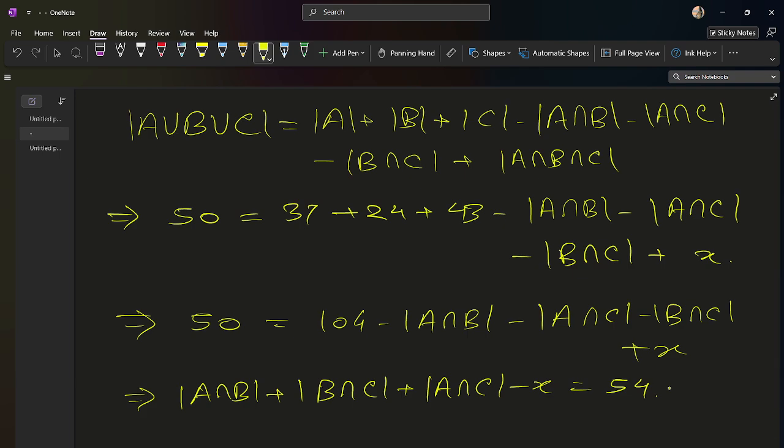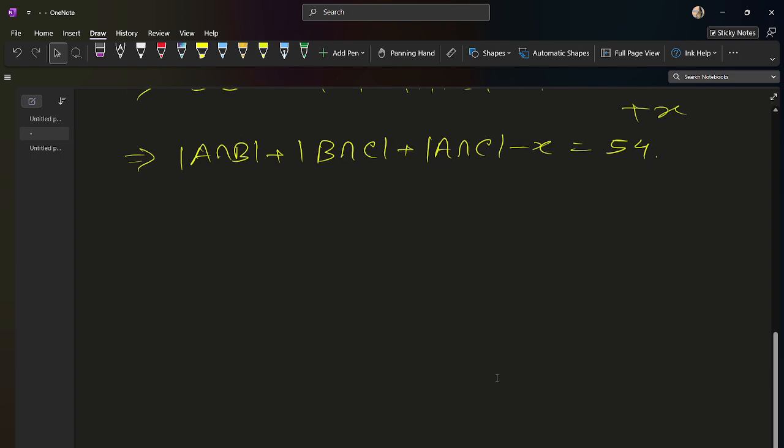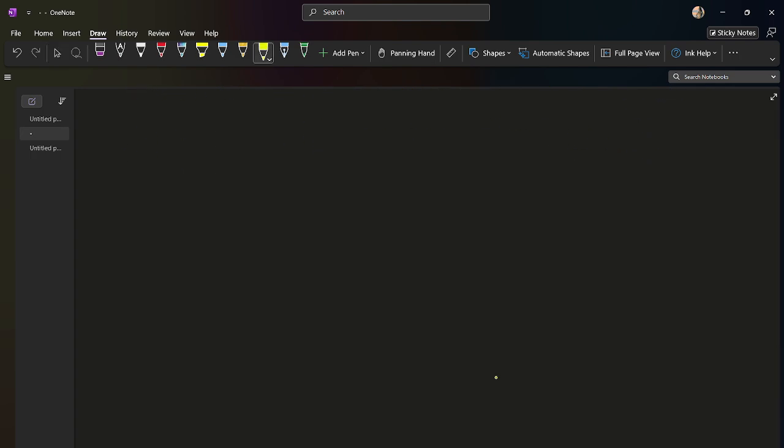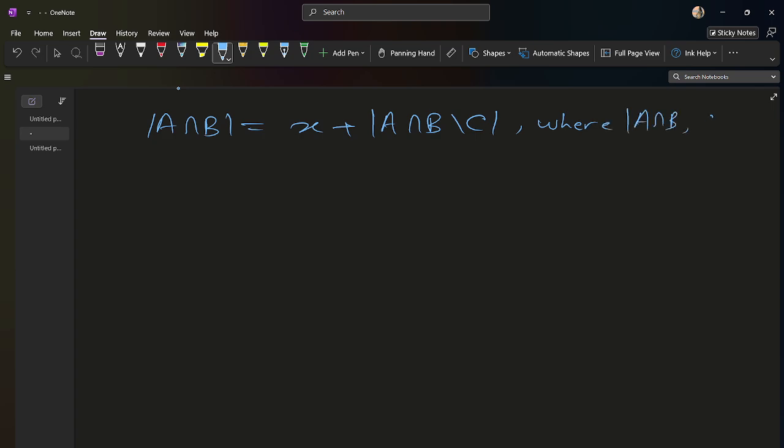Okay. So now we are going to define variables of pairwise intersections. So we have x equals the number of elements in A intersection B intersection C. Redefine the pairwise intersection from x. Then what we will get is the number of elements in A intersection B equals x plus the number of elements in A intersection B minus C, where A intersection B minus C is greater than or equal to 0.